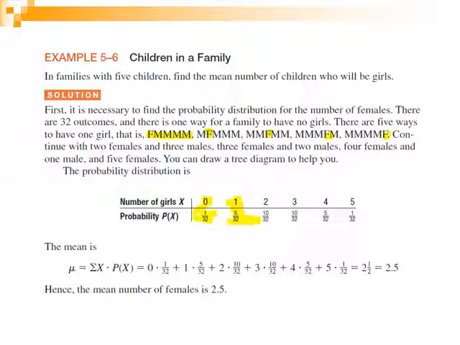Now note that the two requirements of a probability distribution are satisfied here. If we sum up all the probability values, we find they equal 32 over 32, which is equal to 1. And the second requirement is that all the values are in the range between 0 and 1. And mu is equal to the summation of x multiplied by P of x. We multiply each value by its associated probability and add them all up to get the population mean, which is equal to 2.5.